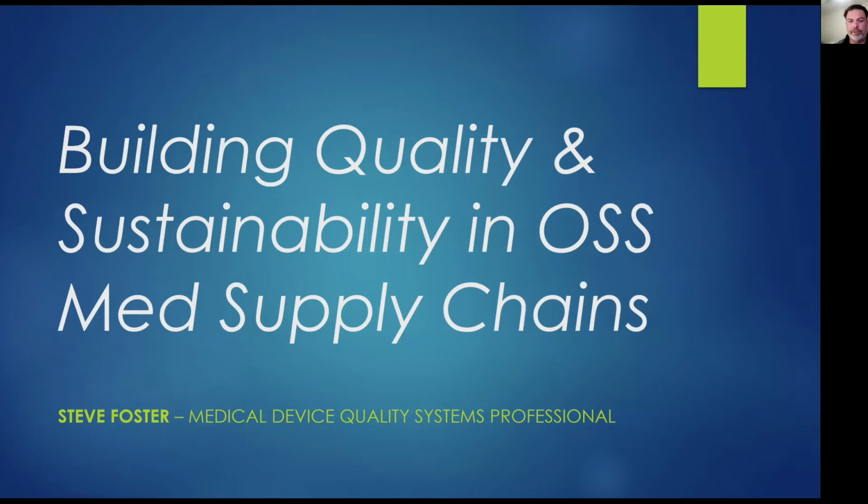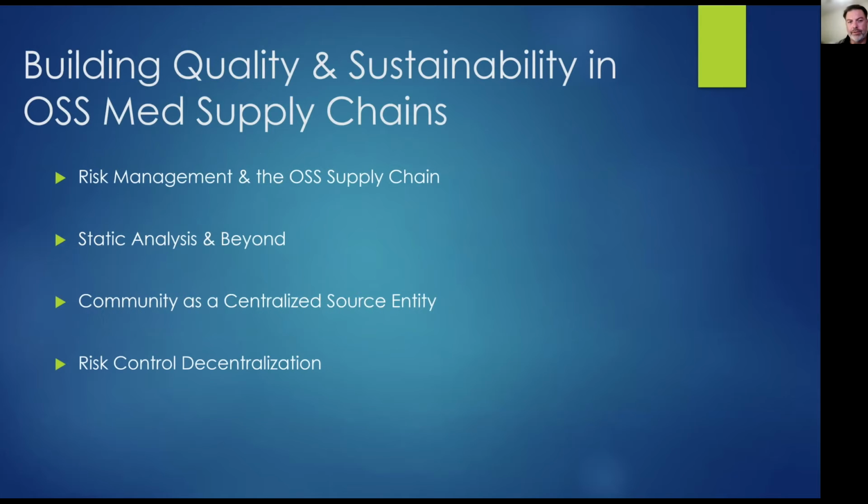So let's talk a little bit about building quality and sustainability in open source medical supply chains. Starting with a few topics, it really centers around risk management and going a little bit beyond static analysis. I want to talk a little bit about community as a centralized source entity and a bit about risk control decentralization.